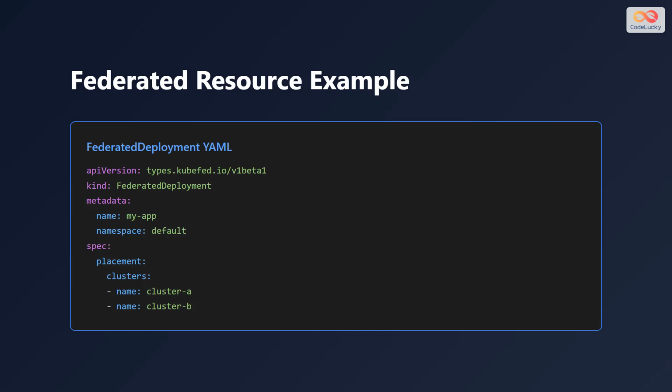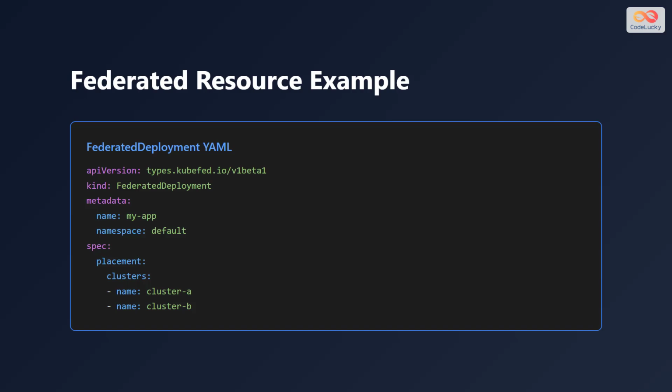Let's look at a practical example of a federated resource. A federated deployment is defined using a YAML manifest that specifies which clusters should receive the deployment. The API version is types.kubeft.io/v1beta1, and the kind is federated deployment.